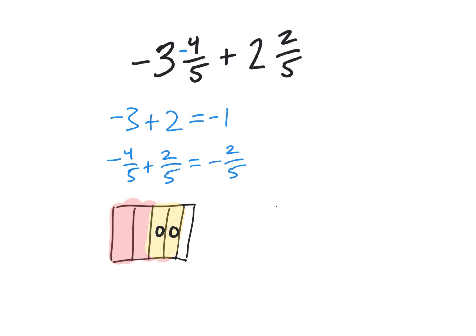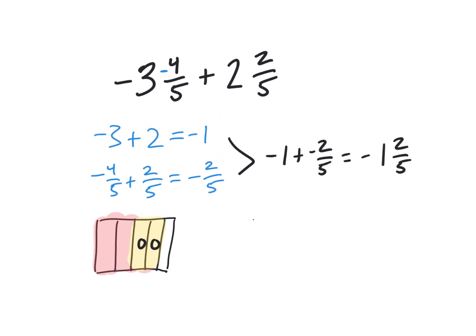Now my last step here will be to add the -1 and the -2/5. Because these both have the same sign, it's not going to be too tricky. -1 plus -2/5 will give me -1 and 2/5. So the answer to my problem, -3 and 4/5 plus 2 and 2/5, is -1 and 2/5.